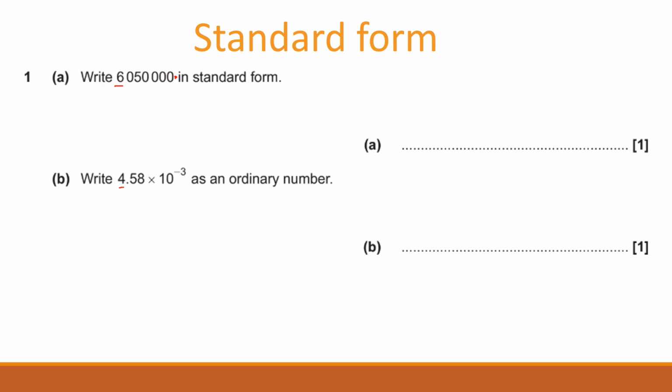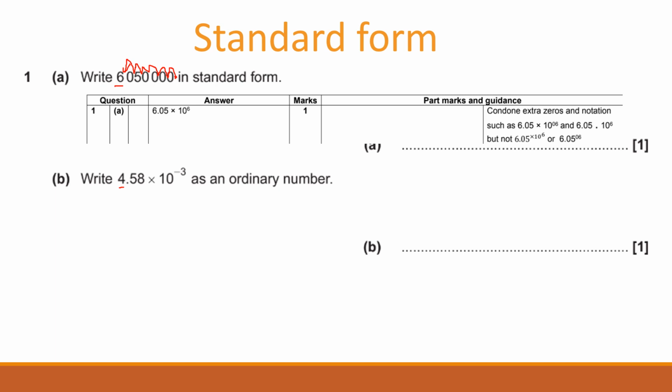So the decimal point is going to go between the 6 and the 0, and we've got to work out how many times the decimal point moves to the left to go between the 6 and the 0. So we're going to count: 1, 2, 3, 4, 5, 6. The new decimal point comes between the 6 and the 0, and we write that as 6.05 times 10 to the power of 6, because we counted 6 times to move the decimal point.